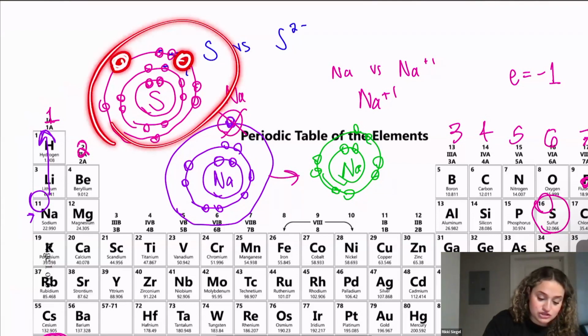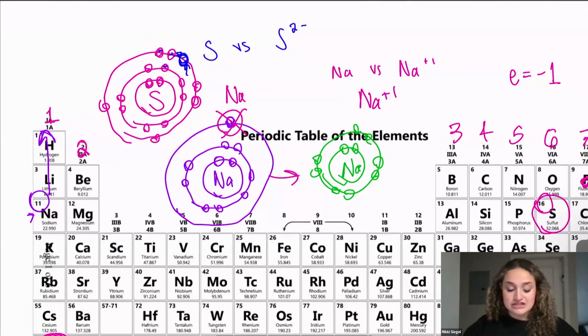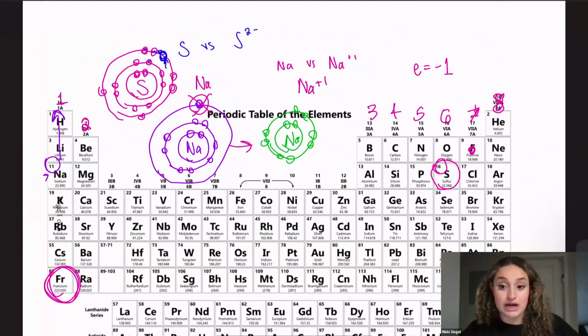And then we're adding those two electrons, and all these electrons are repelling each other. Okay. So it's getting bigger and bigger and more spread out. So that's going to be my trend when it comes to ionic radius.